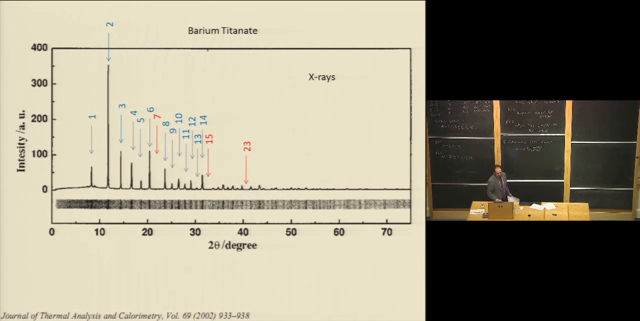So you can just look at this scattering pattern for barium titanate and know that barium titanate is a simple cubic lattice. Okay? That's how it works. Pretty cool. All right. Incidentally, barium titanate is a fairly important material for the optoelectronics industry. It's used for various things. Now, there's more information in this.